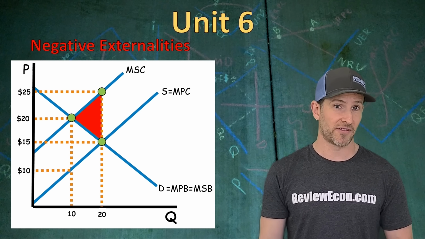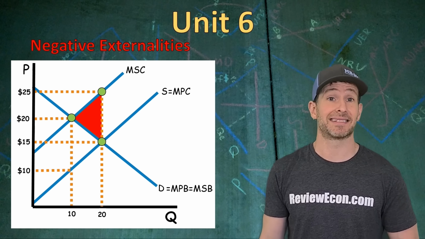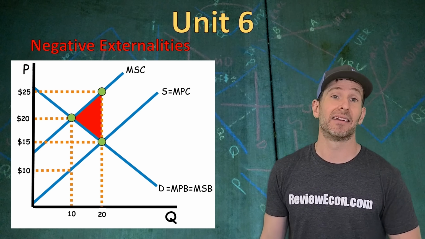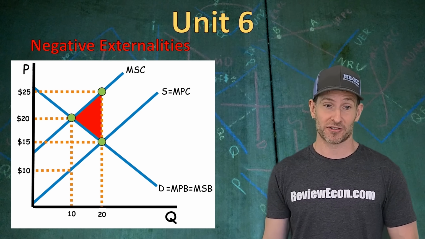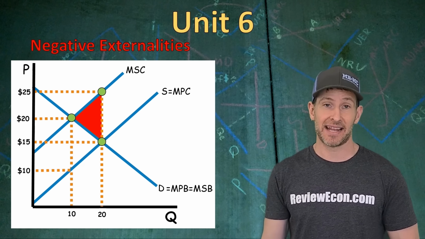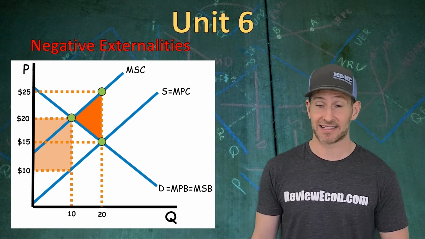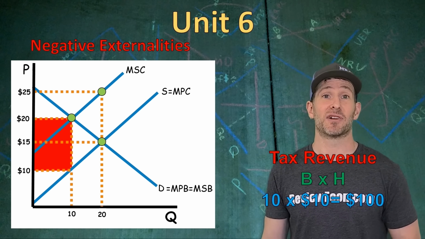In order to correct for this negative externality, the government could impose a per unit tax that is equal to the vertical distance between the marginal private cost and that marginal social cost. That will shift the supply curve upward by that vertical distance, getting us the 10 units of output. The amount of tax revenue the government will bring in as a result of that tax is found in that box right there. Calculate the area of it, and that's the tax revenue we will get.